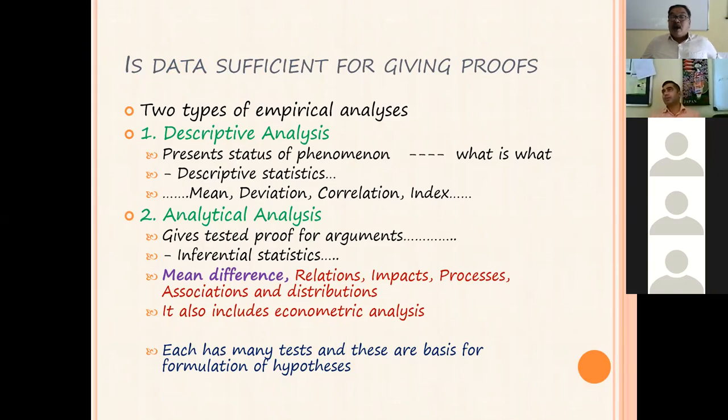But you cannot argue out of that. Under the descriptive analysis, there is no scope for making arguments, drawing inferences, or concluding something. There is no cause and effect kind of analysis. There is no relational analysis. There is no impact analysis under the descriptive analysis, because its scope is limited only to explaining what is what. Whereas the analytical type of analysis gives tested proof for your arguments.